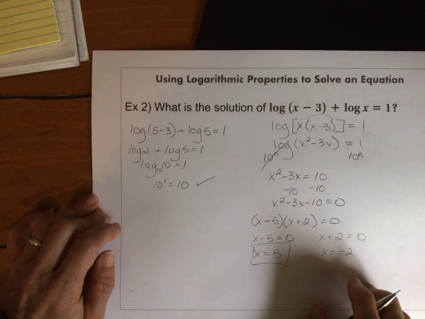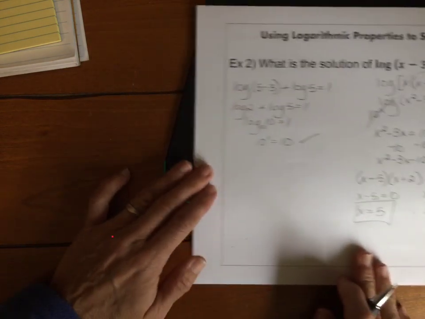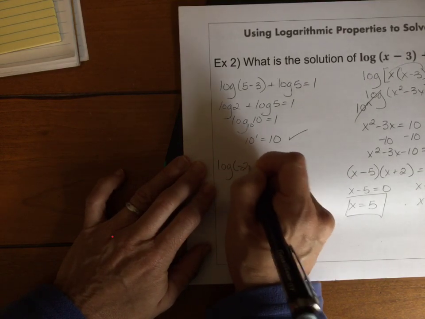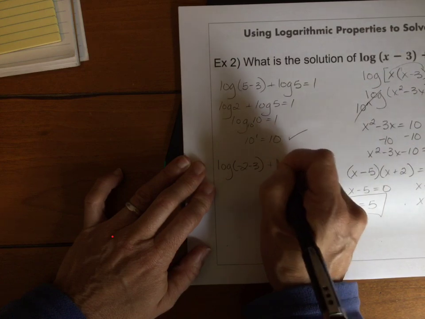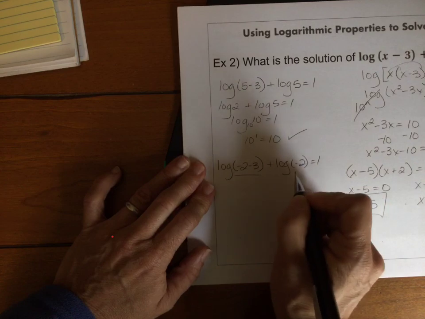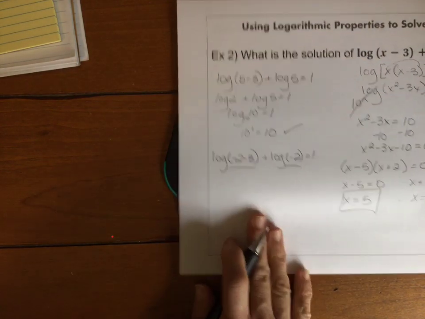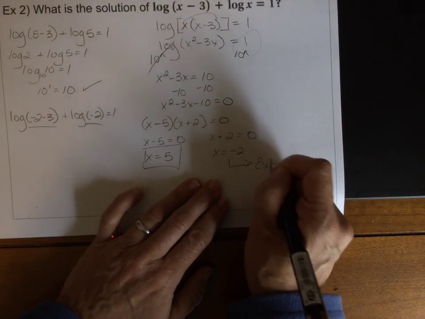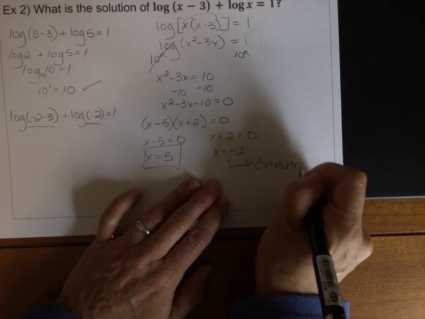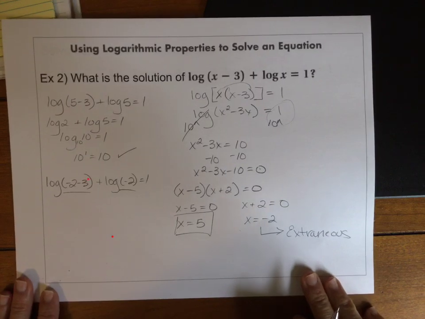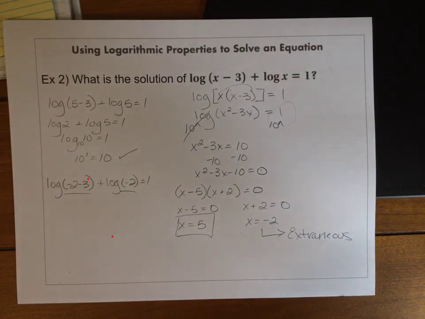I don't even have to go as far as that with the x equals negative 2, because when I plug that into my original equation, right here, these give me negative logs. And so I would have to say that this one is extraneous. So there is my complete work for that.